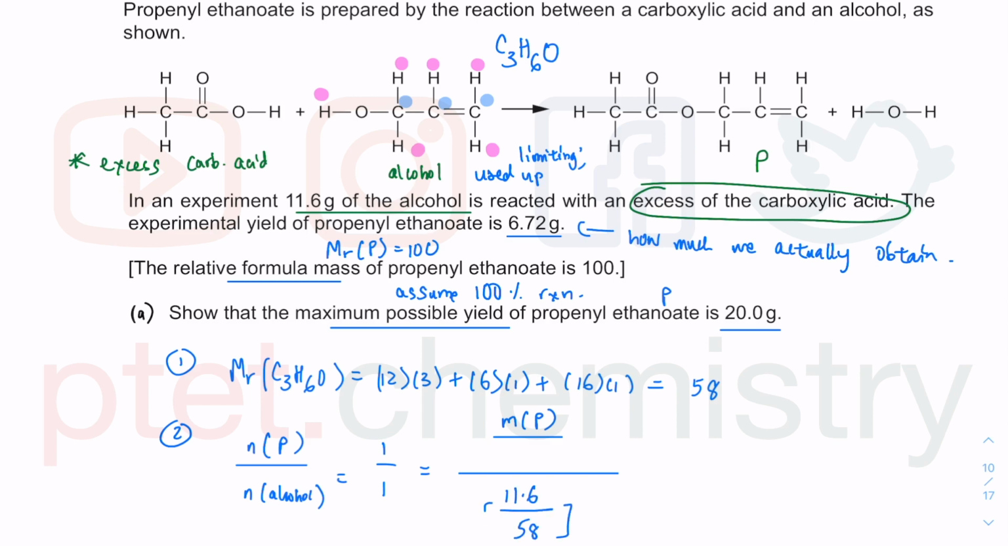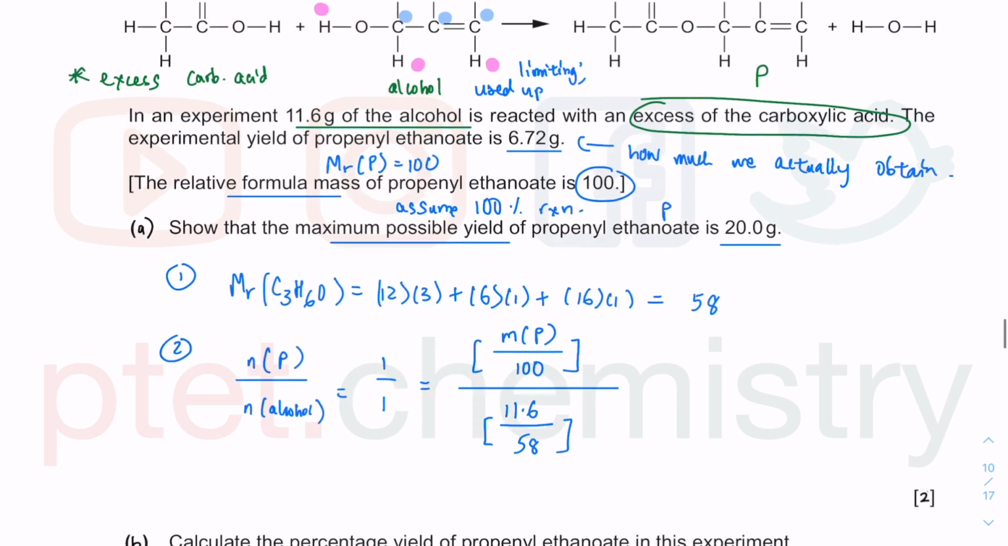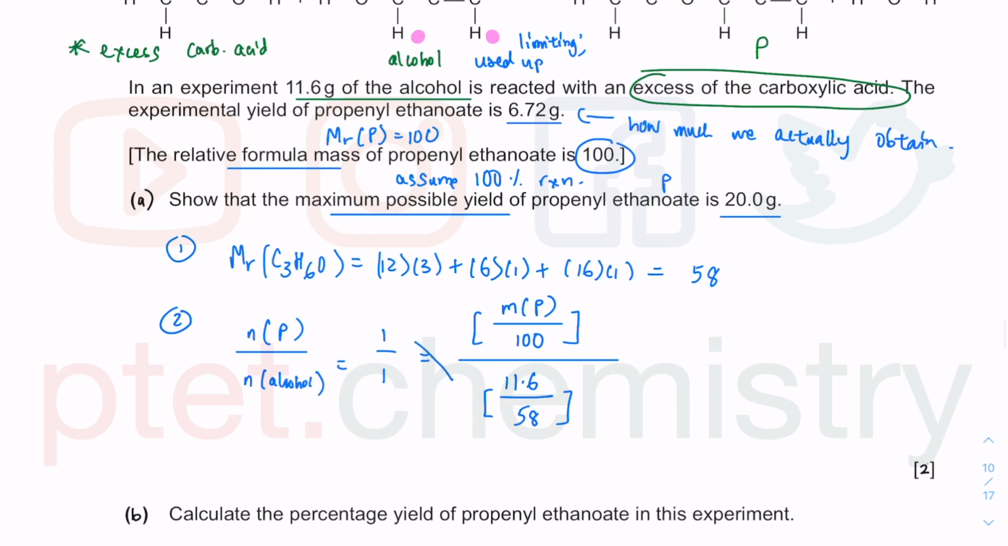So there's the actual mole of alcohol that reacts, which should give me the maximum yield of that product P here. And then there's the mass of P divided by the Mr of that product P, which is 100. Mass over Mr gives me the actual mole of product. Mass over Mr gives me the actual mole of the alcohol that reacted. And of course, then I just move that up. Then I get mass of P over 100 equal to 11.6 over 58.